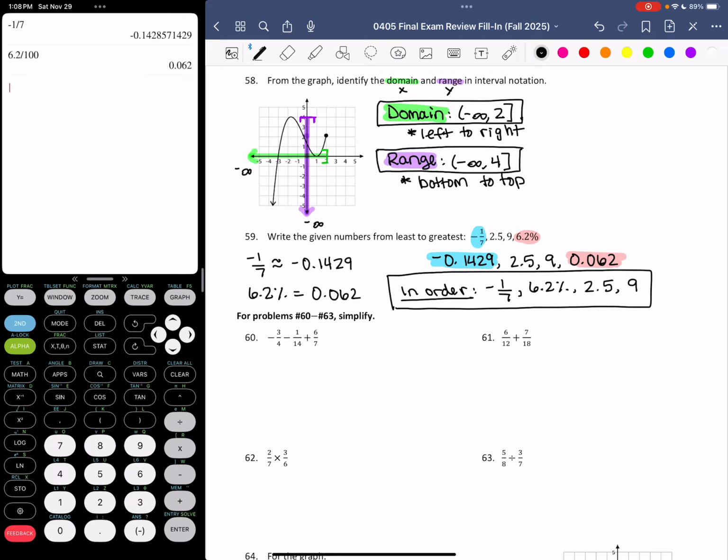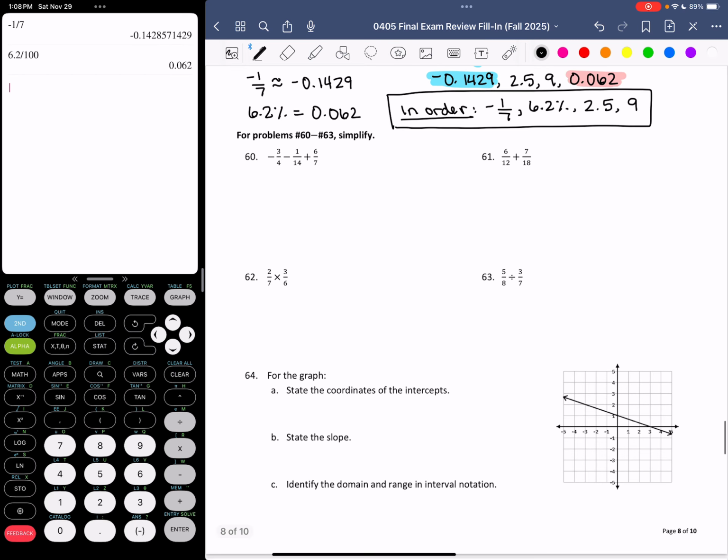Okay. All right, 60 to 63 says just to simplify. So in order to simplify fractions, we need to find the least common denominator. I say simplify, I mean like add and subtract fractions. So looking at 4, 14, and 7, I need to find an LCD. So I'm going to just write 4 is equal to 2 times 2. 14 is equal to 2 times 7. And 7, well, 7 is just 7.